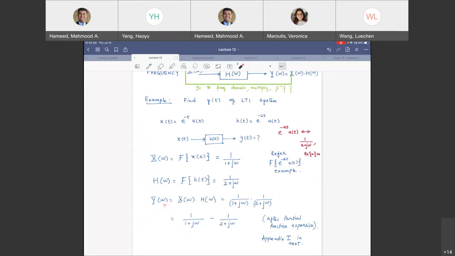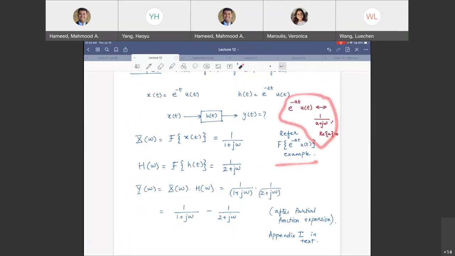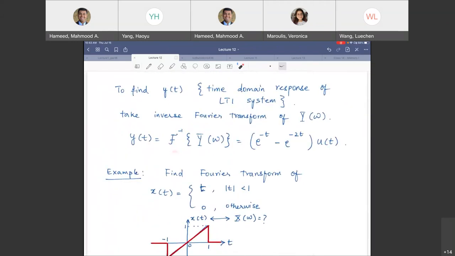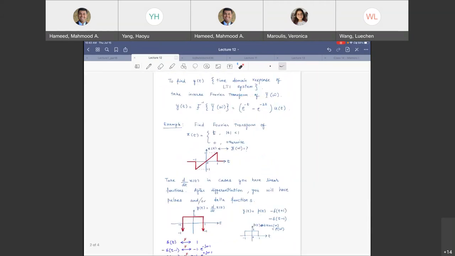Now, I got Y of omega. I need to find the inverse of that, right? So again, it's in standard form, so I'll use the same Fourier transform pair to go back to y of t, which I'm doing over here. So the inverse Fourier transform of this is going to be simply e to the minus t u of t minus e to the minus 2t u of t. How is that? For this guy, the inverse Fourier transform will be e to the minus t u of t. For this guy, it will be e to the minus 2t u of t. This minus this. You got that?